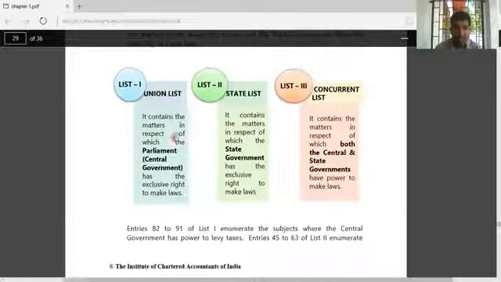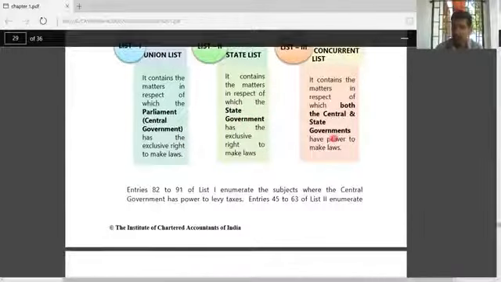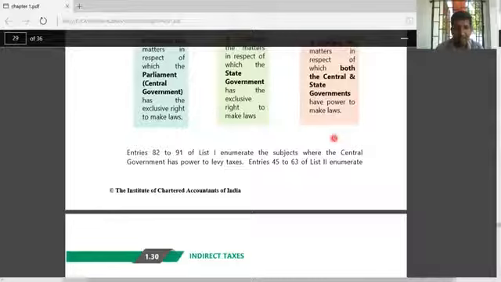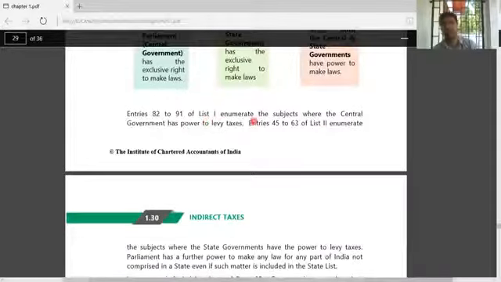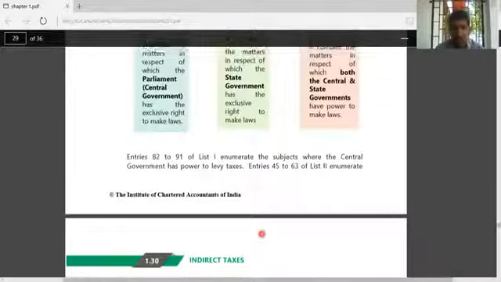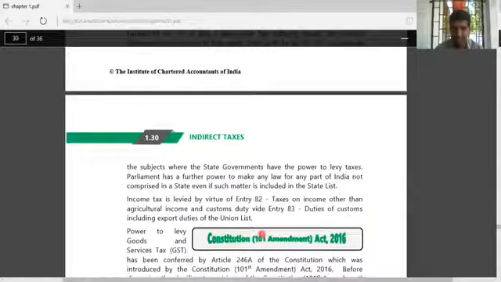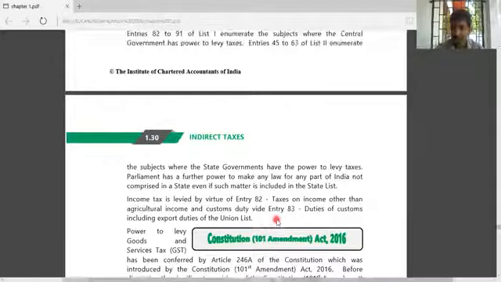So we have seen in List 1, only the central government can levy. List 2, only the state government can levy. List 3, the concurrent list, both the central government and state government can levy. And we have seen entry numbers 82 to 91 of List 1 enumerate the subjects where the central government has to levy taxes. So entry number 82 and 83 of List 1, levied only by the central government, are income tax and customs. We pay income tax to the central government and not to the state government. Customs duty we pay to the central government and not to the state government.